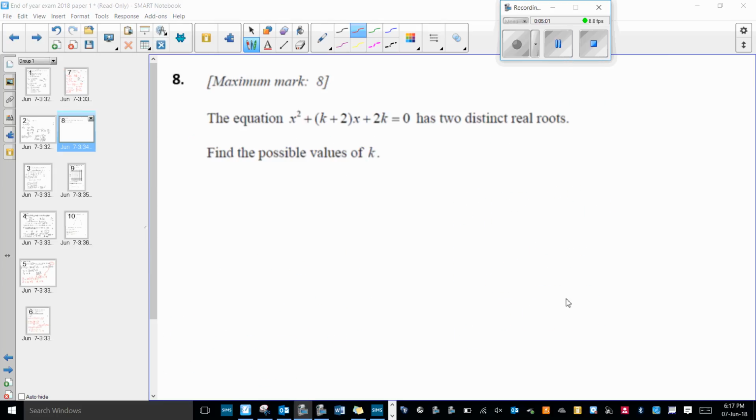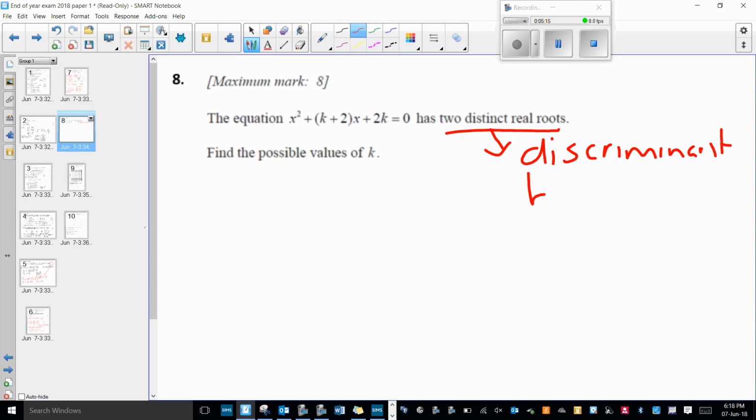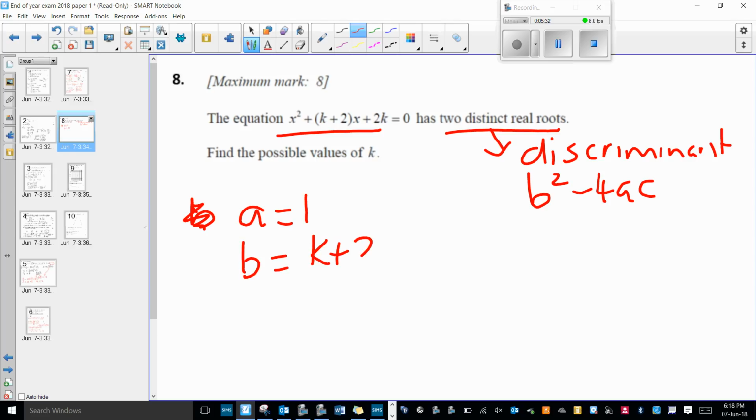Right, the equation has two distinct real roots. If we know we're talking about distinct real roots, we remember we're talking about the discriminant. In other words, b squared minus 4ac. Let's actually identify all the letters. Looking at this quadratic equation, a has the value of 1, b has the value of k plus 2, and c has the value of 2k. You've got to remember it's just the coefficients of the x squared, the x and the constant, not anything else. Some of you are writing x squared and getting confused there.